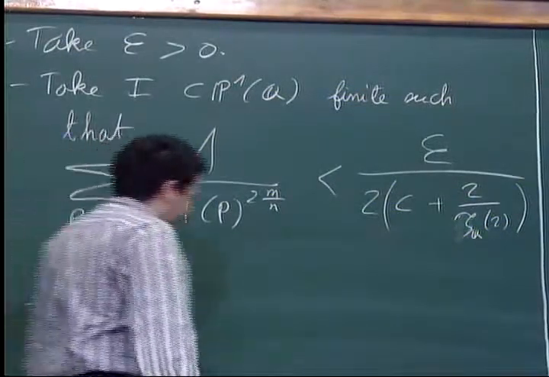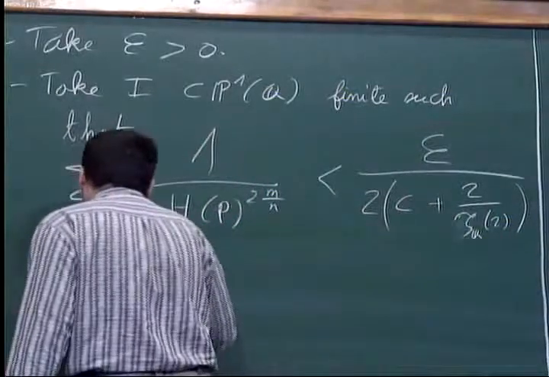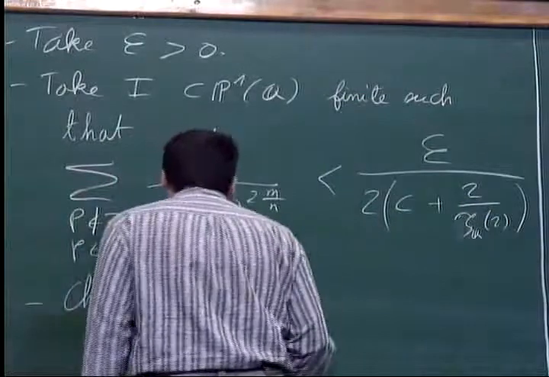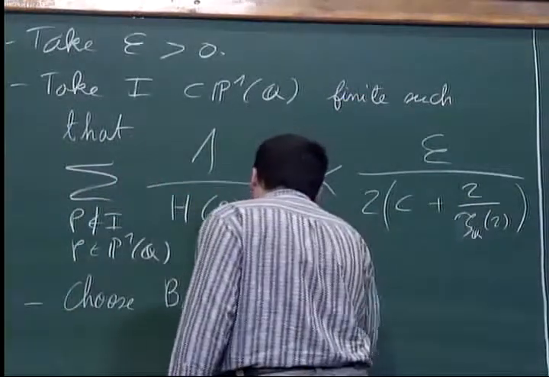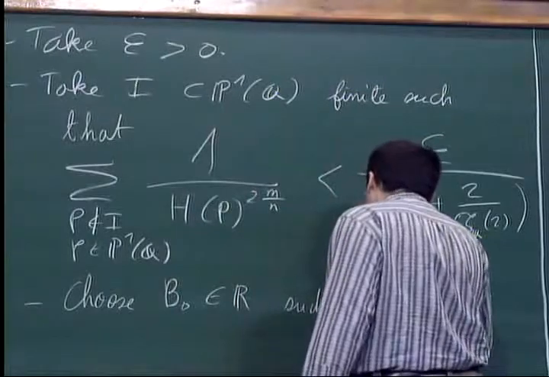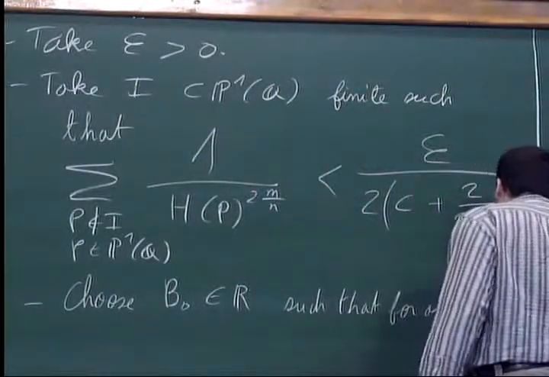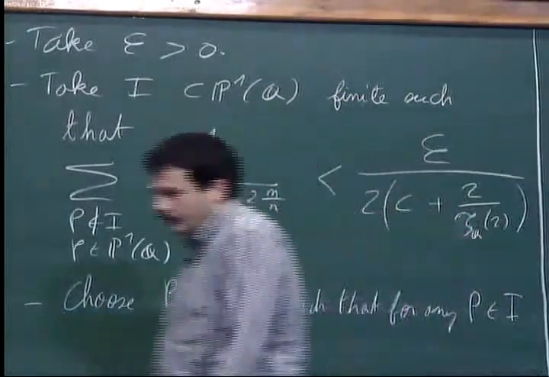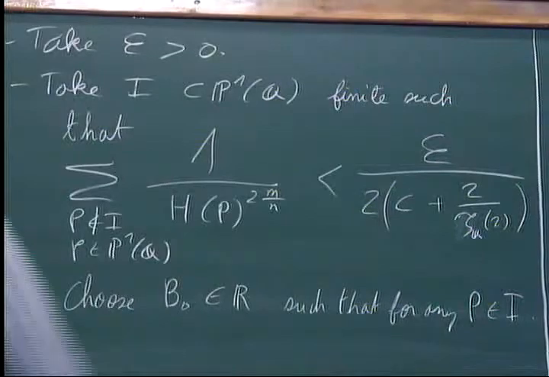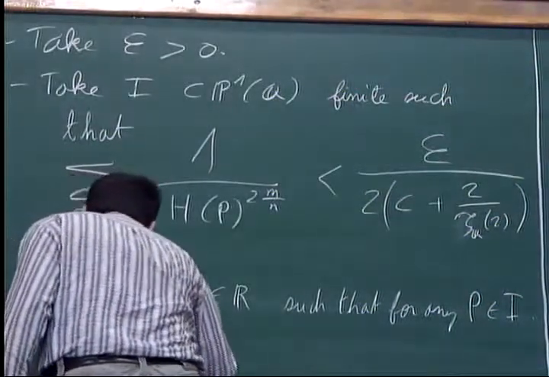Okay. And then choose some B naught in R such that for any P belonging to I, so we can do that since I is a finite set, we have that.